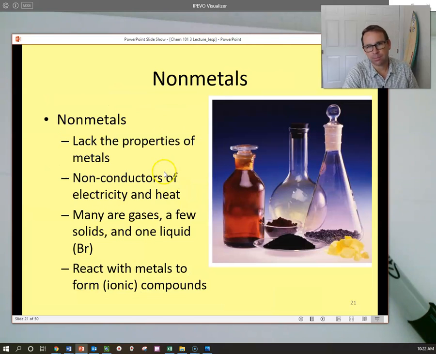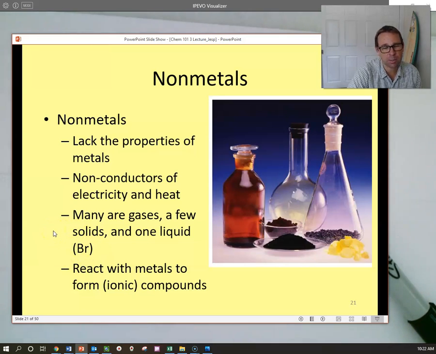Nonmetals. Nonmetals are brittle. So if you take them and try to break them, they'll shatter into kind of like what you would see as a salt, maybe like sodium chloride, little tiny powdered crystals type thing. They don't conduct heat or electricity. Many are gases, right? Few are solids of these nonmetals, and bromine is the only liquid at room temperature.